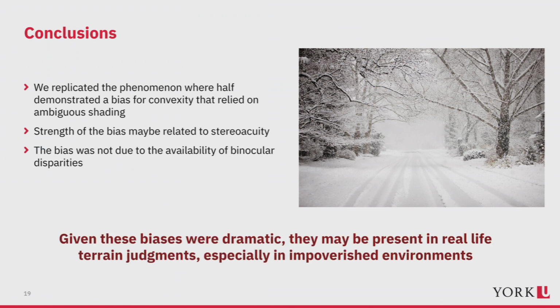Given these biases were quite dramatic, they may potentially be present in real-life terrain judgments, especially in impoverished environments. For example, in a natural scenario when you do have strong ambiguous shading, something like sunrise or dusk, or you can think of an example where cues to ground terrain are obstructed, like mist or fog or maybe a heavy snowstorm, you could get similar shape reversals.